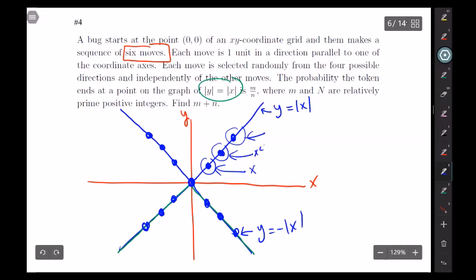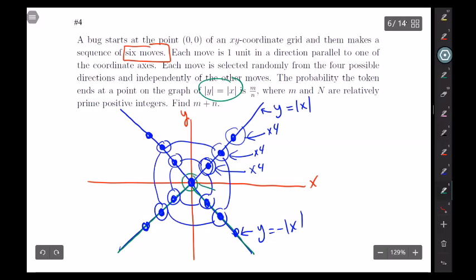Yes, we can simply multiply each of these by 4 because whatever is the number of ways to end up here, it's the same with ending up here or here or here. There's a cycle there. And then the number of ways to end up in that one of these 4 and so on. However, don't forget the origin.